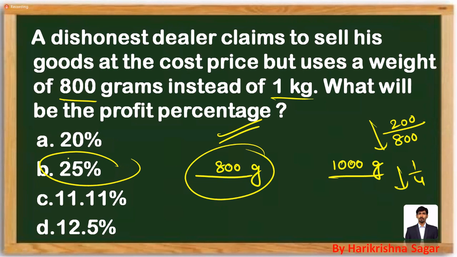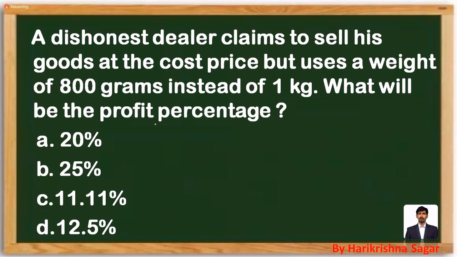On top of 800, there is an increase, not decrease. On top of 800, there is an increase of 25%. So just use 800 grams. He is using 800 grams instead of 1000 grams. So remember, a dishonest seller will always be in profit because he is going to use a lesser weight and gain from it. So he will definitely be in profit.